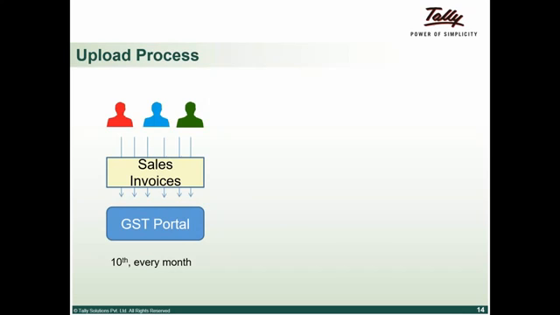So let's say these are the various dealers. By 10th of every month, these people have to upload all their outward supply, which is the sales invoices, to the GSTN. That's what we're calling the GST portal, the GSTN. So each of them will upload their sales invoices by 10th of every month.